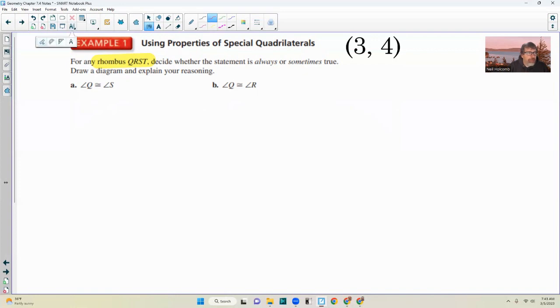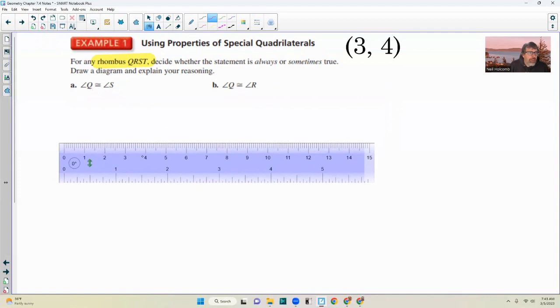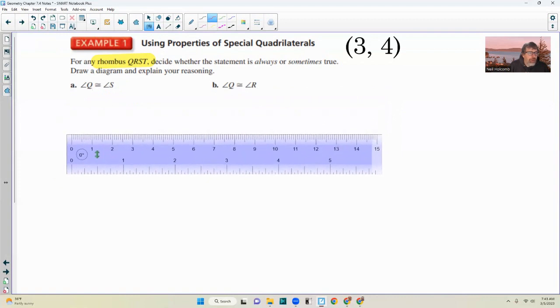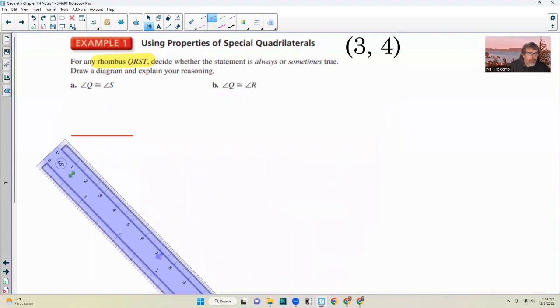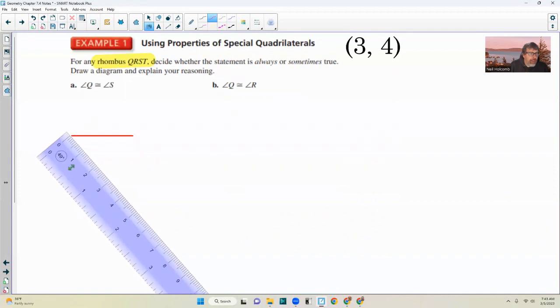So I'm going to get my ruler. And what do we know about rhombuses? Well, they have four congruent sides. So I am going to draw a shape, and let's just go out 3. That's 3 centimeters on my ruler. And then I'm going to rotate the ruler. It doesn't matter what the angle is as long as it's not 90, because I don't want a square, I want a rhombus. I don't want a rectangle. Okay, and then I draw this out to 3.